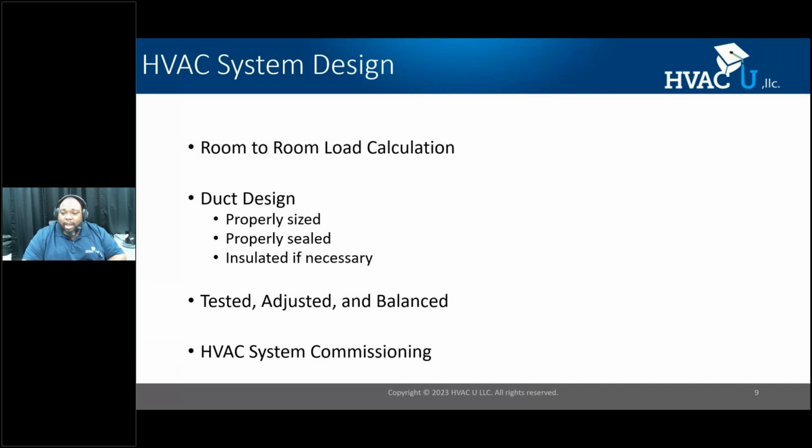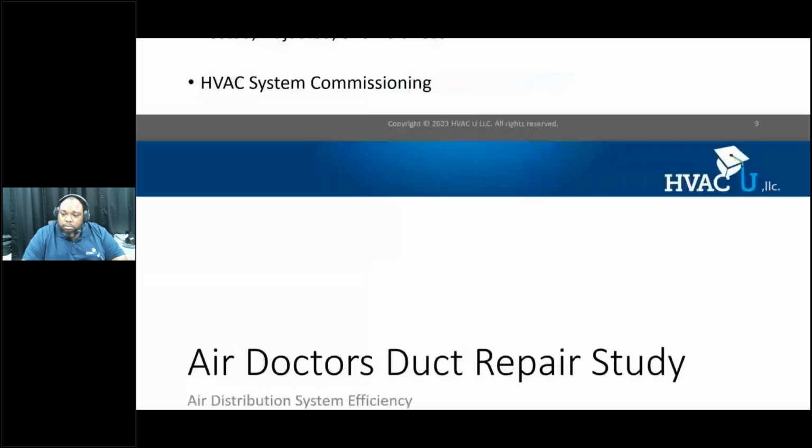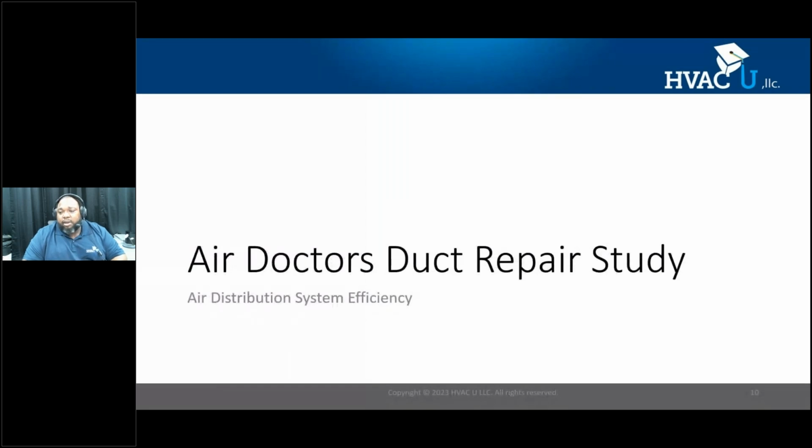We're going to talk about how it needs to be properly sized, properly sealed, and insulated if necessary. And we'll also touch on some ways to test, adjust, and balance the system. And lastly, HVAC system commissioning. All right, so let's talk about our study.